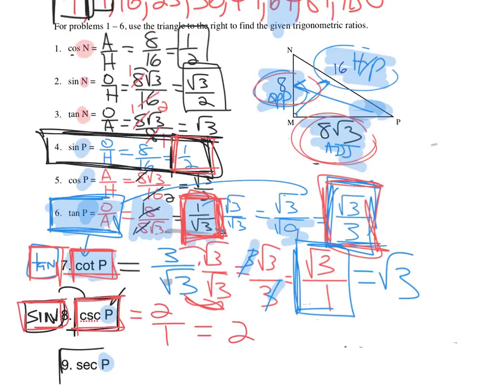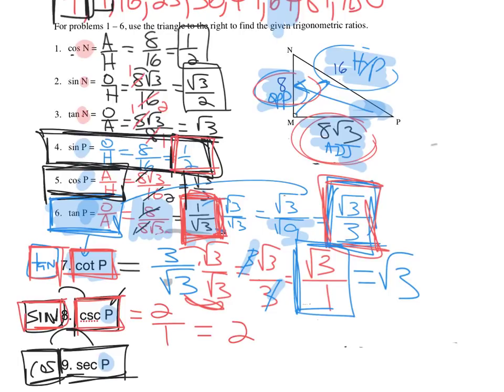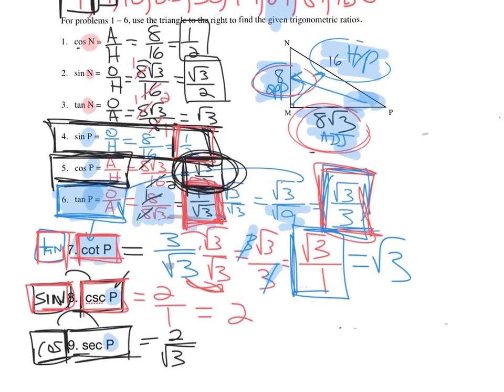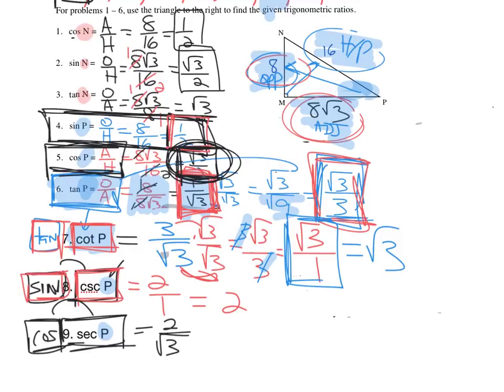Finally, for number 9, the secant of angle P. Well, secant is S, so the reciprocal is going to be C, or cosine. So I'm going to find the cosine of angle P, which we said was radical 3 over 2, and I'm going to flip it to get 2 over radical 3. But that's going to be a problem because we have the radical in the bottom. So if we were smarter, what we could have done is try to look and see if anywhere else wouldn't cause a problem. And unfortunately, 8 radical 3 over 16 would also put the radical 3 in the bottom.